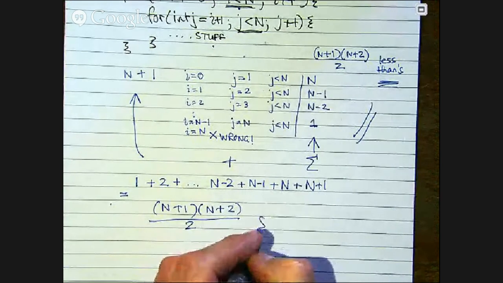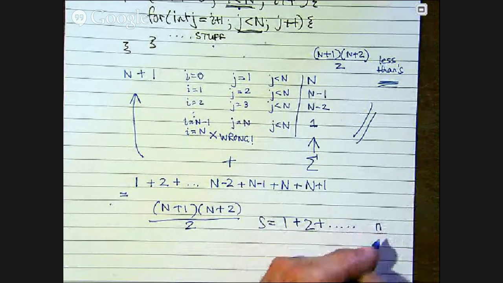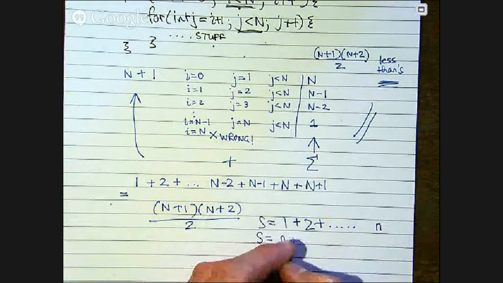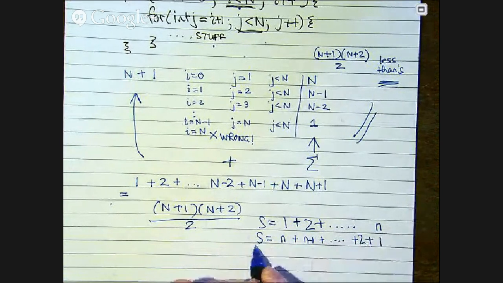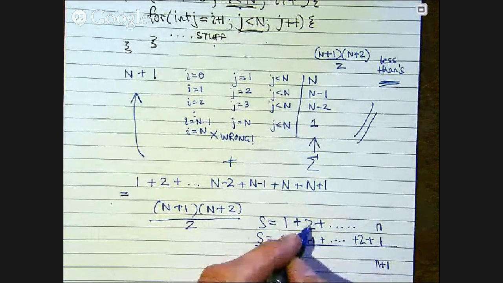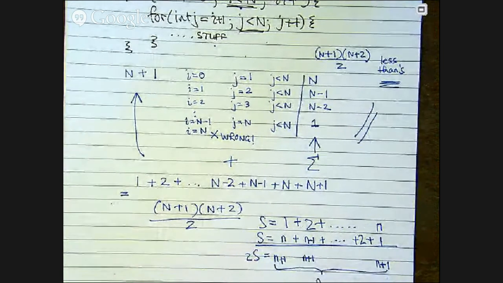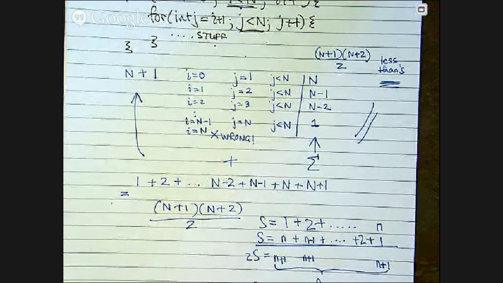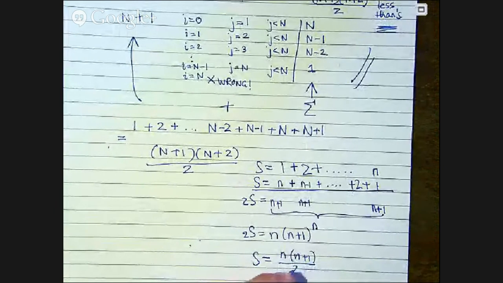Let's have a quick overview. I want to find the sum S, which is 1 plus 2 plus and so on until n. I can write out exactly the same sum, n plus n minus 1, but just in reverse, plus 2 plus 1. I add up these two. 1 plus n is n plus 1. That's n plus 1. This is n plus 1. And this is 2S. And how many of these are there? N of them. So 2S is equal to n times n plus 1. And the sum I'm looking for is n times n plus 1 divided by 2.